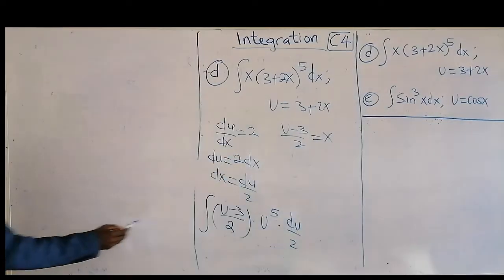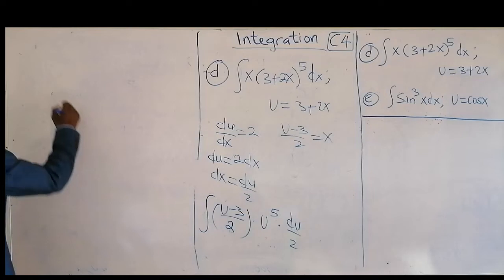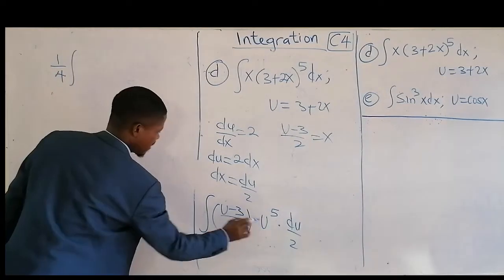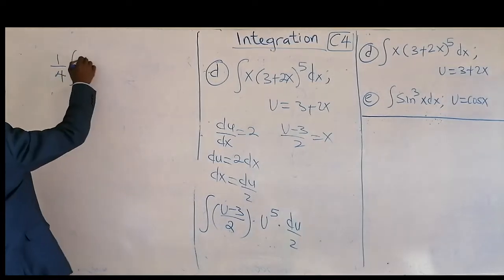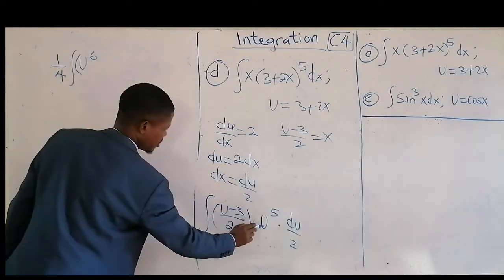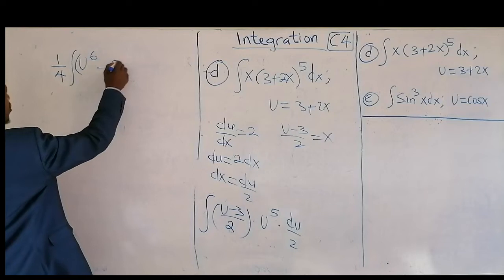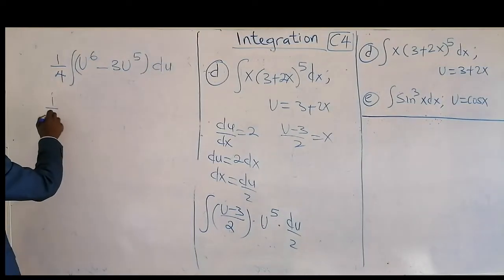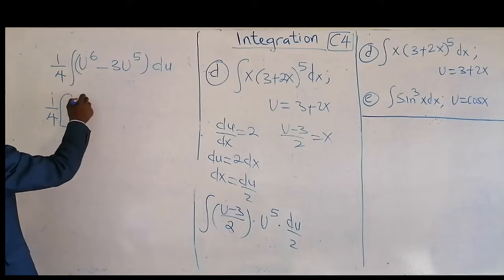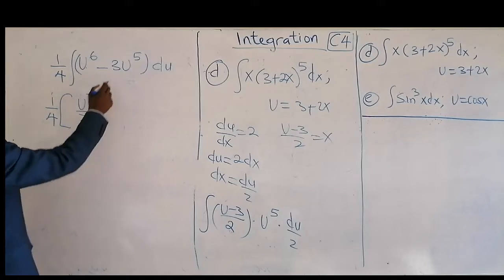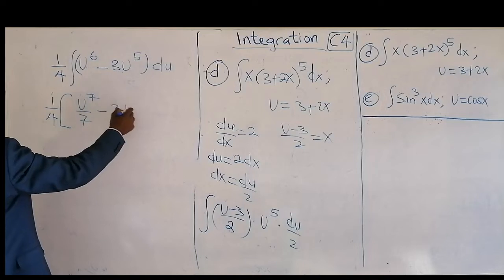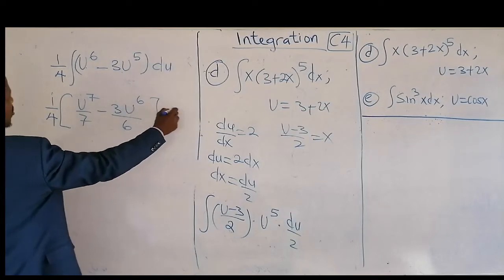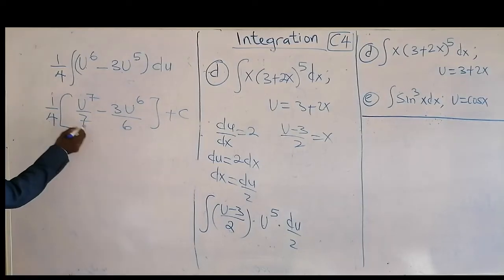We have ((u minus 3) over 2) to the power 5, then times du over 2. So that will give us 2 times 2, that's 4. So we can take it outside the integration, that's 1 over 4. Then we have u to the power 5 times u, that's u to the power 6. Then this one times this one, that's minus 3 u to the power 5 du. So we now have 1 over 4. Integral of this one will give us this. Then this one will be 3 u to the power 6 over 6, plus c.